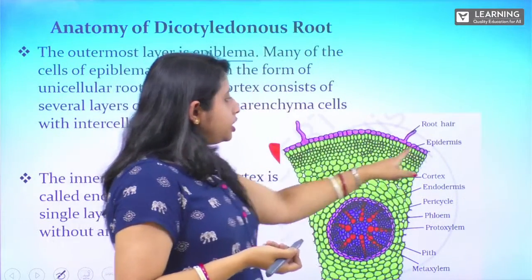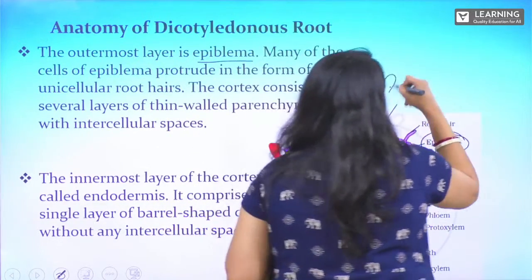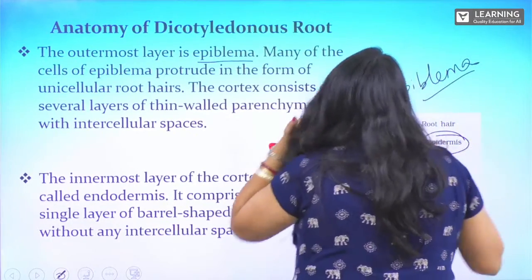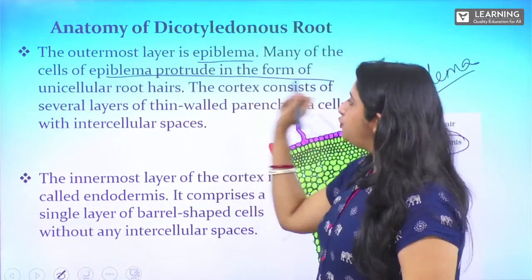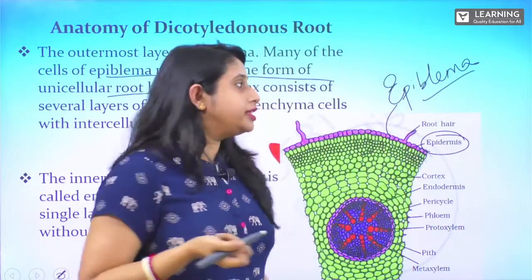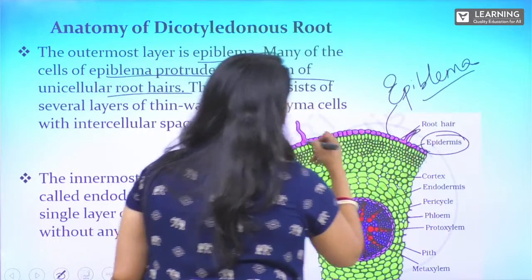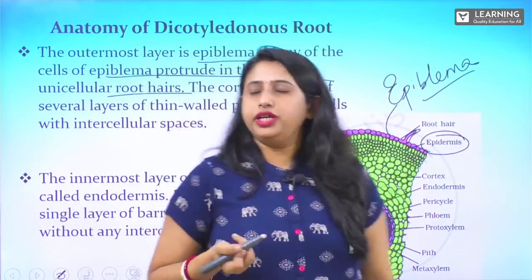So the outermost layer, you can see this is the epidermis. We call this epidermis the epiblema. Many of the cells of the epiblema protrude in the form of unicellular root hairs, okay? So many of the cells of this epiblema will come out in the form of root hairs, as you can see.